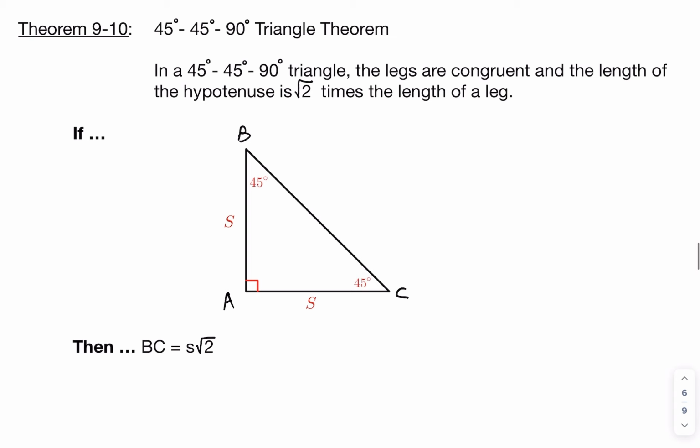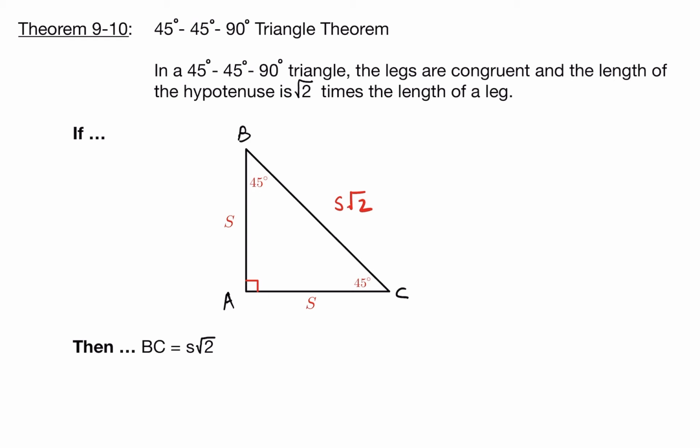And this is called the 45-45-90 triangle theorem. So in this theorem, what this is basically saying is that when you have a right triangle where the lengths of the legs are equal, so we have length S here and length S here, then the hypotenuse is going to be S square root of 2. It is as simple as that.